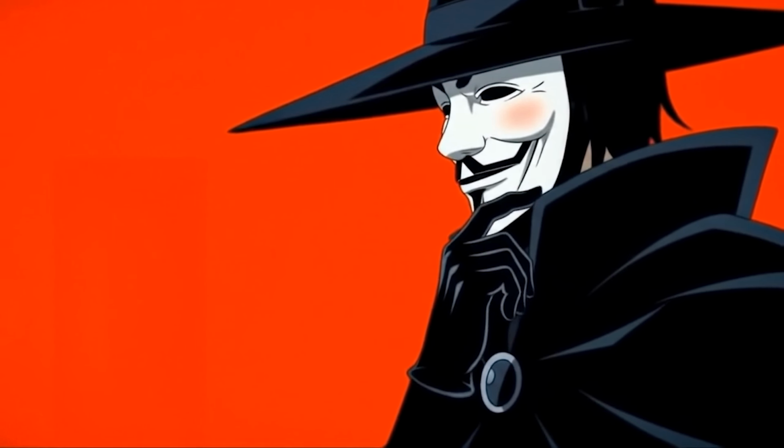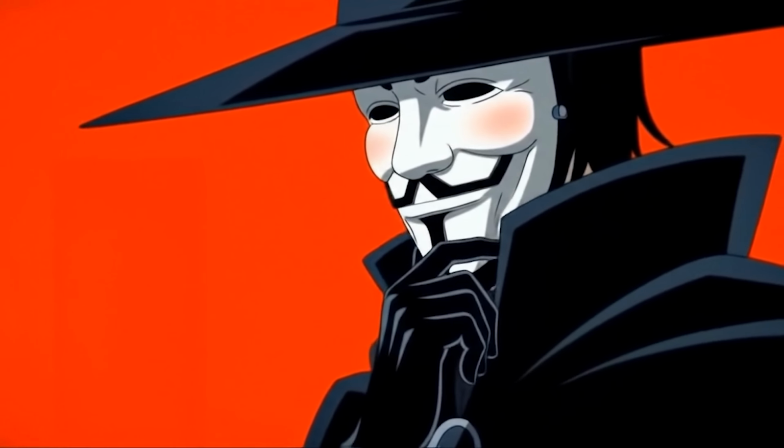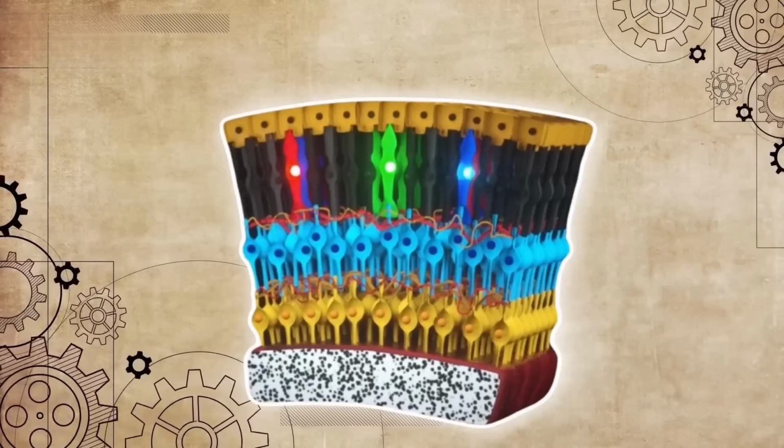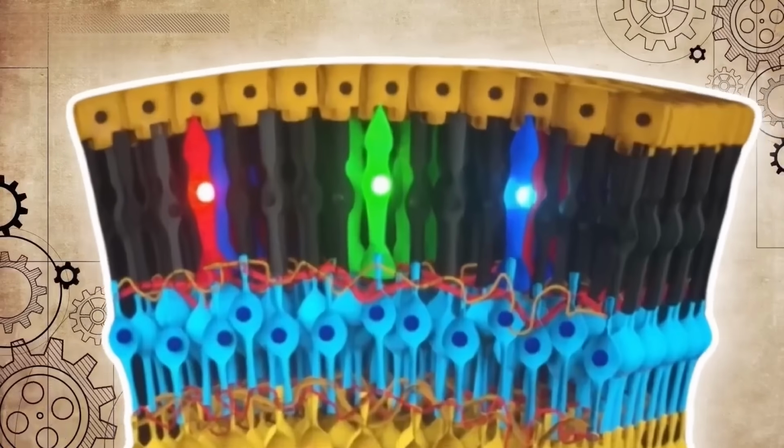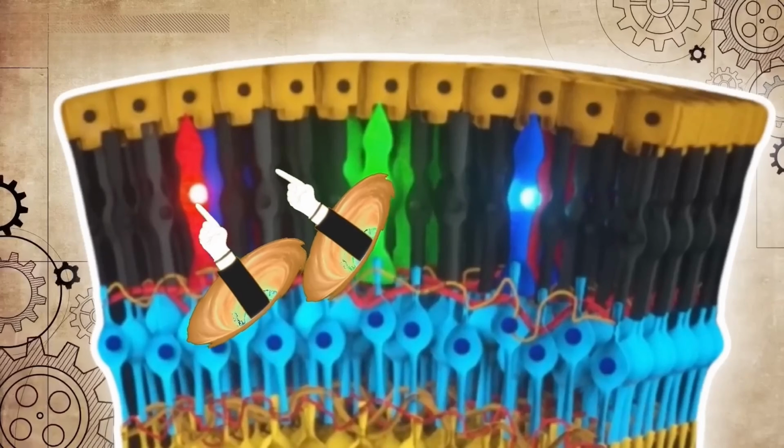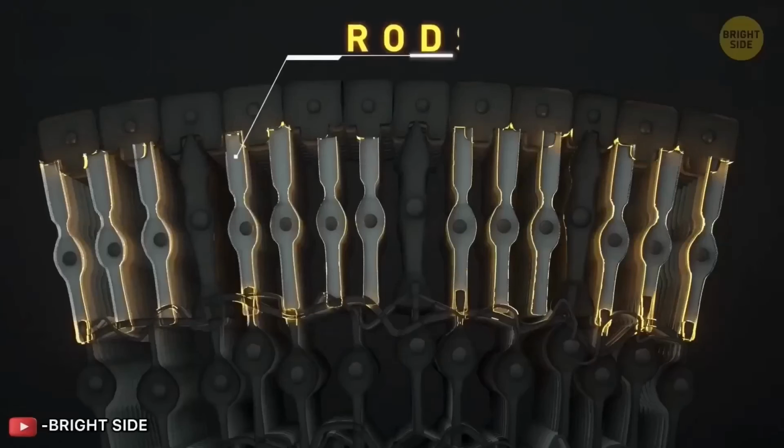Now, you may be wondering what cone cells actually are. Our retina contains 2 specialized types of cells that process light. The first are rod cells, and the second are cone cells.